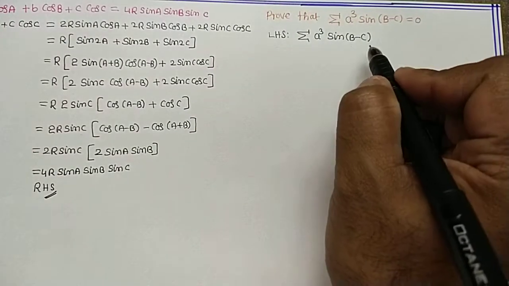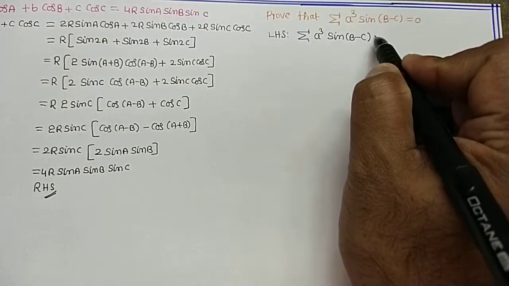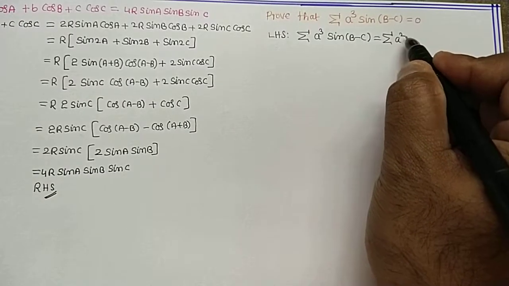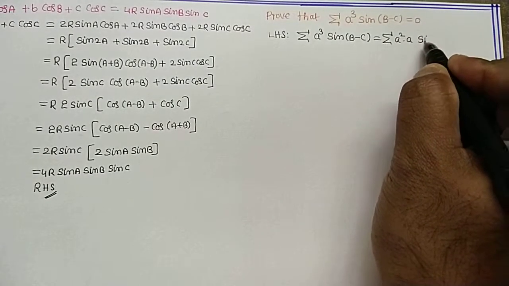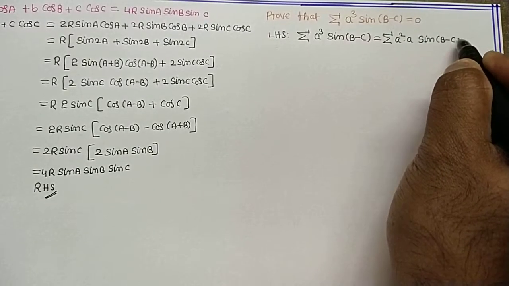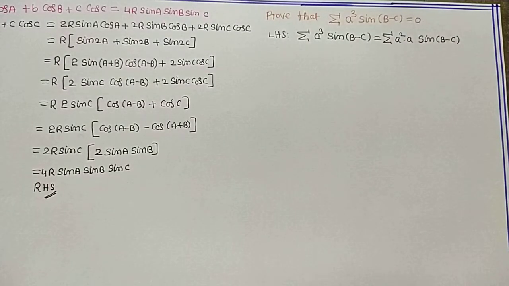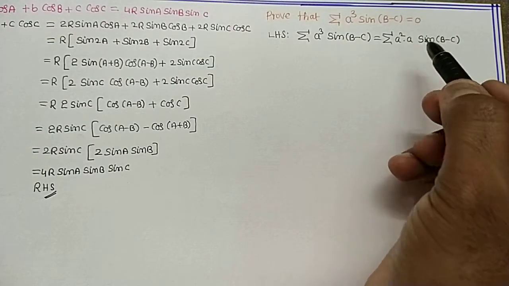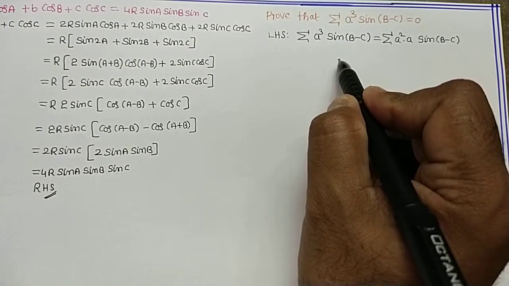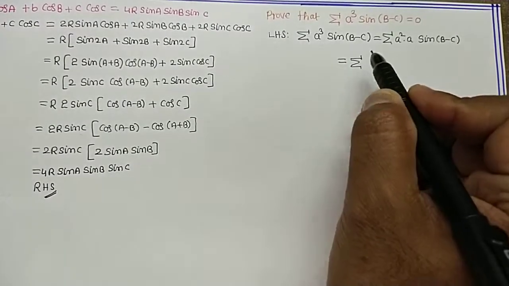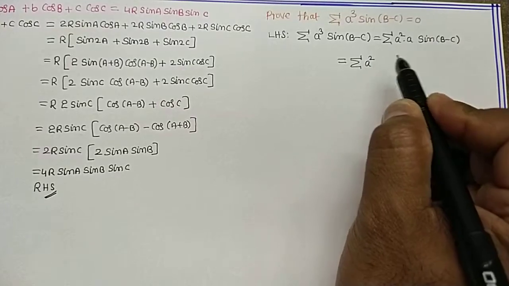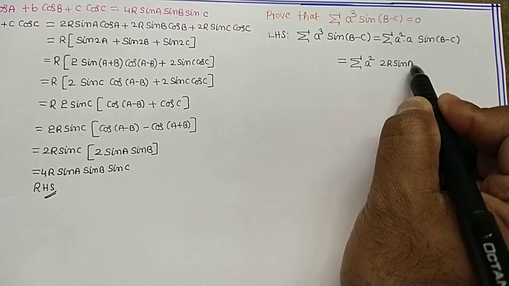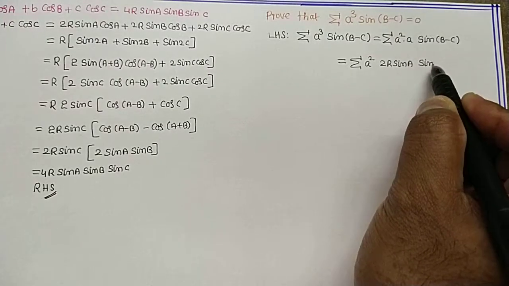that is equal to sigma a cube can be written as a square into a into sine of b minus c. In place of small a, here one of the a is there, no? From sine rule, 2r sin a we have to write it, which is equal to summation a square, in place of a, 2r sin a into sine of b minus c.